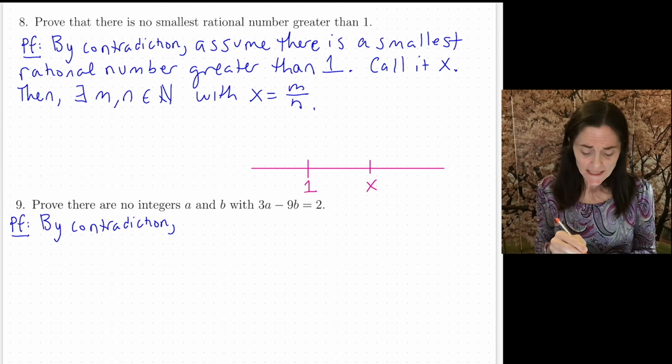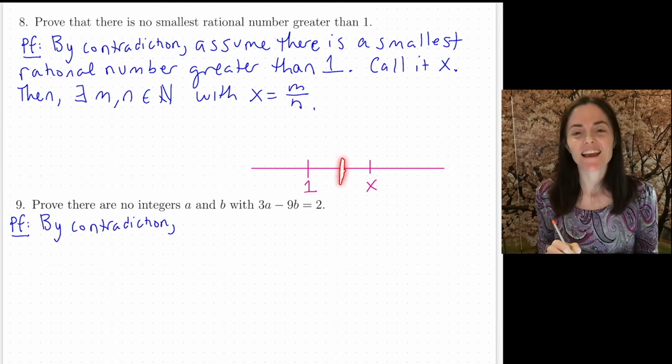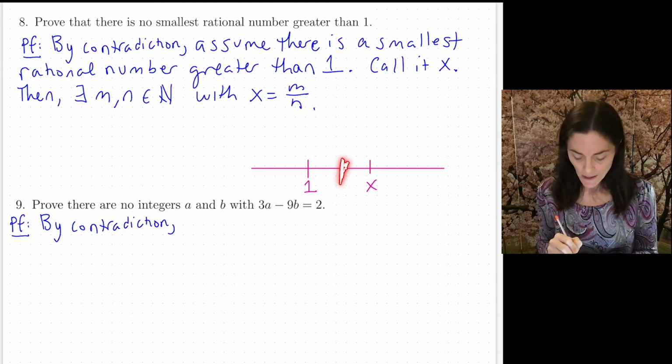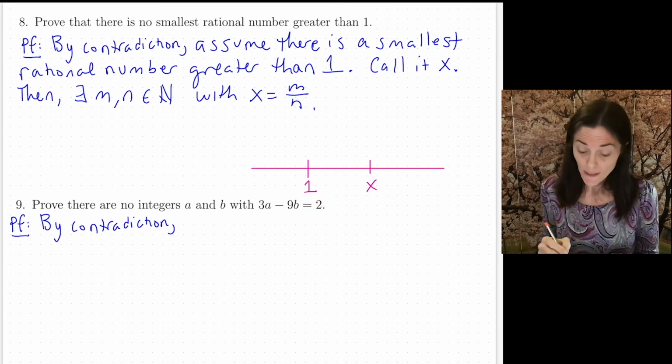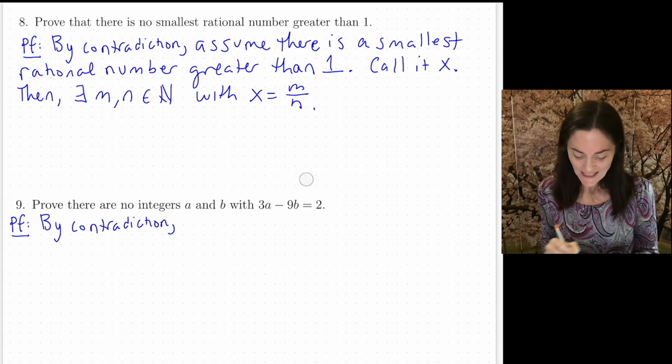Well, we could just take halfway in between, right? This would be bigger than 1. This would be less than x, but we need to argue that it is a rational number. And to get halfway in between, we would just take (1 plus x) divided by 2. So let's do this now.